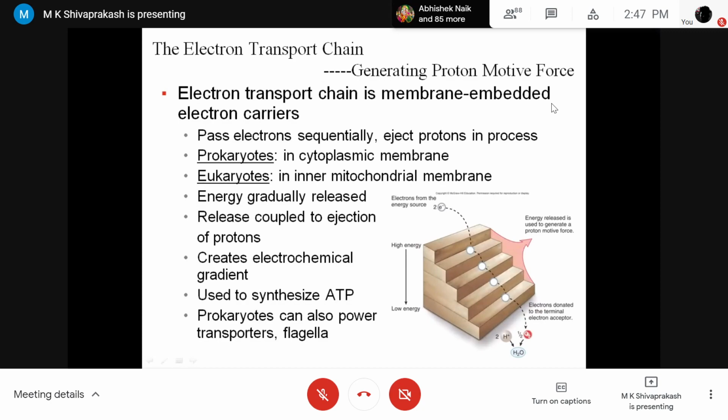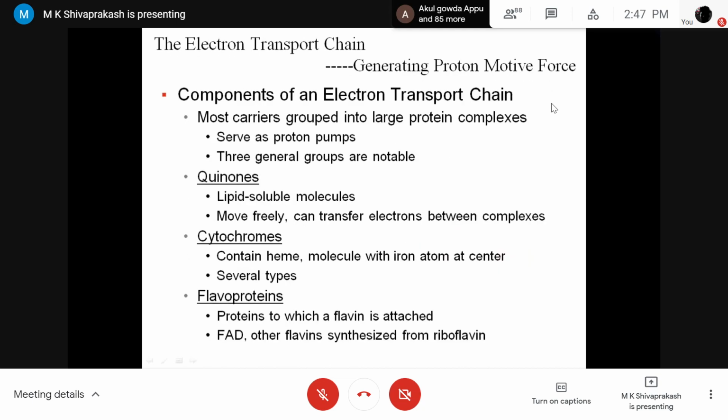These protons create an electrochemical gradient. That is what you call the protonmotive force, where the inner side is highly reduced and the outer side is a little oxidized. The redox potential is reduced in the inner side in the beginning, and oxidized towards the end. So that is the electron transport chain.